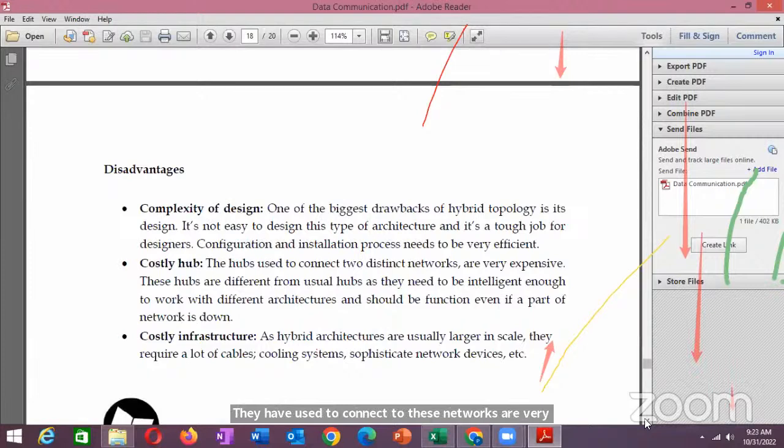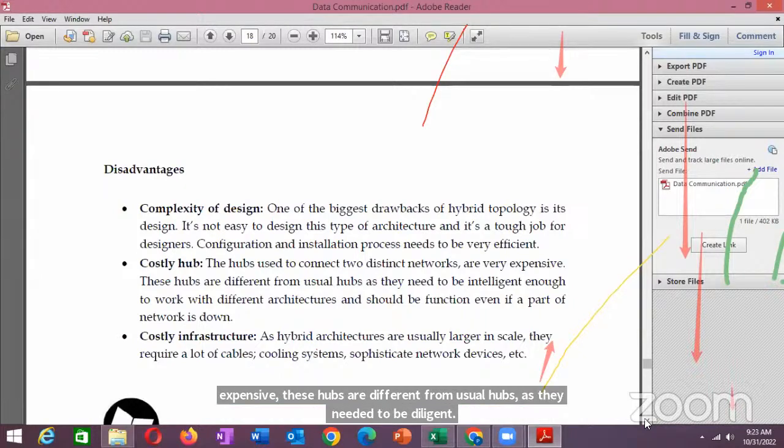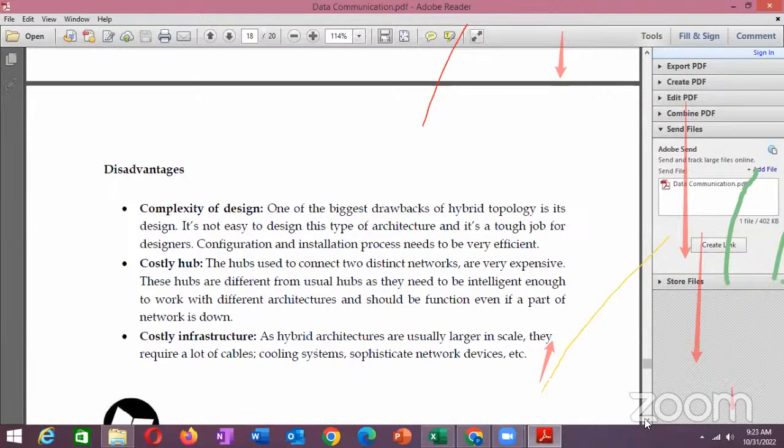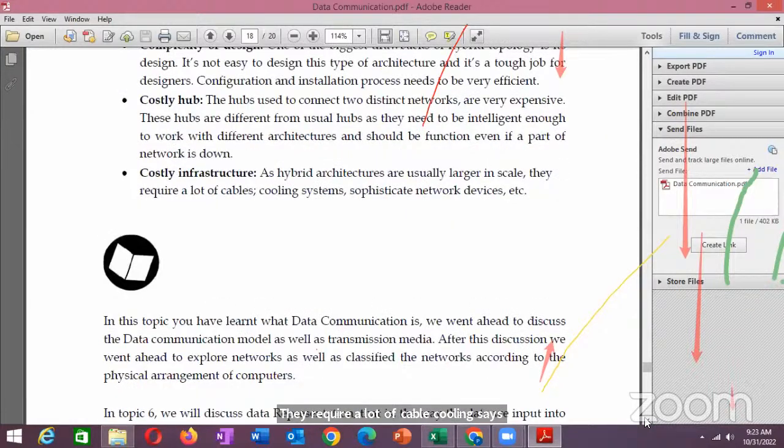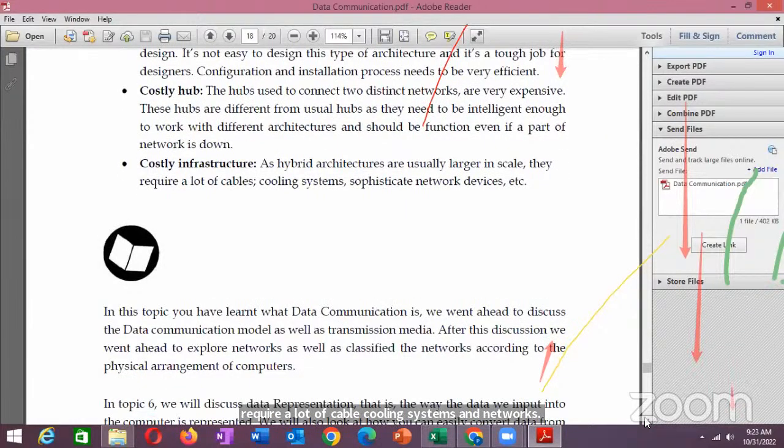These hubs are different from usual hubs as they need to be intelligent enough to work with different architectures and should function even if a part of the network is down. Then costly infrastructure: hybrid architectures are usually large in scale. They require a lot of cable, cooling systems, sophisticated network devices, etc.